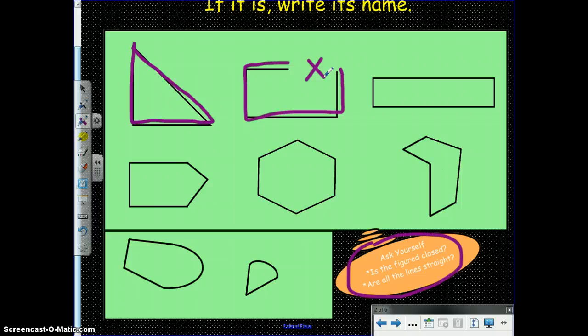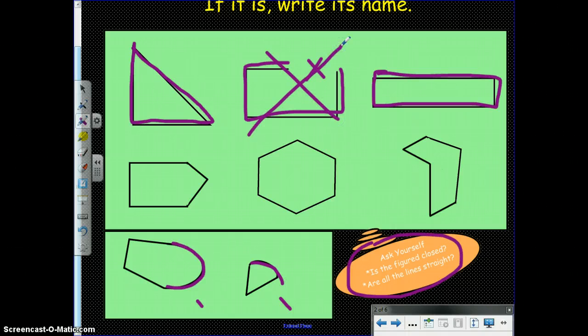It's going to have all the sides closed in, such as this one here and the rest of them. Notice these two shapes down here. They are not polygons because they have these curved lines in them. All polygons are closed figures. They don't have openings in them like this one, and they do not have curves in them like these two.